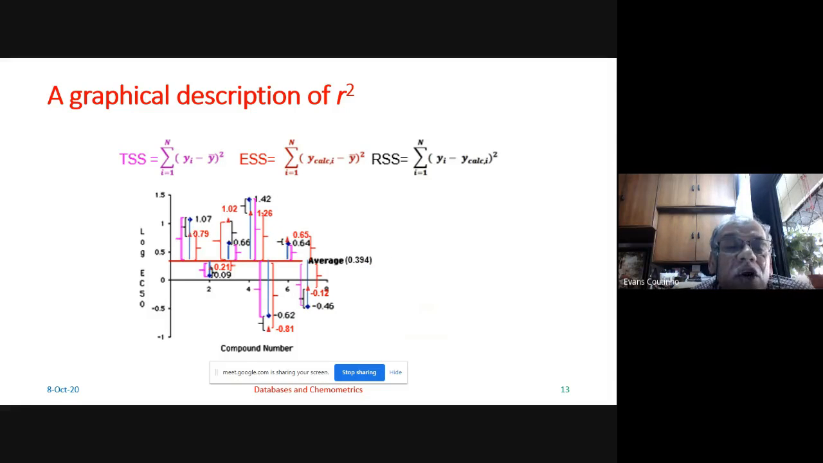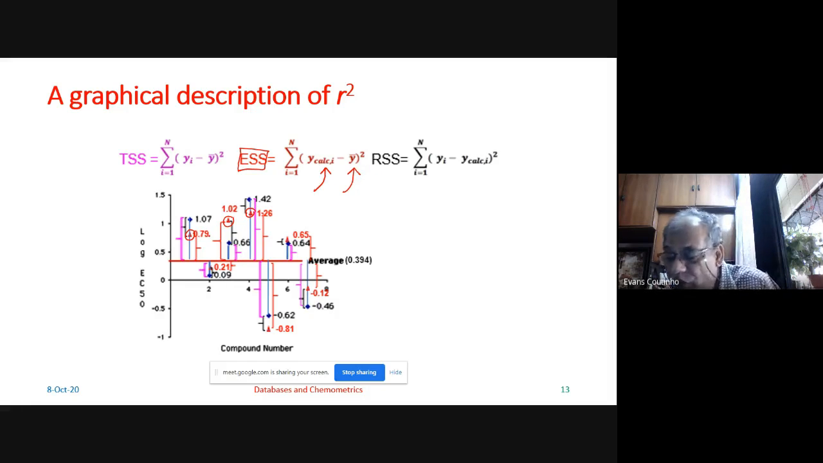Now this is according to my model. So the difference between the average activity and my model, that is 0.79 minus 0.394, is actually the explained sum of squares for this molecule. The explained sum of squares for this molecule is basically 1.02 minus 0.394. For my other molecule, it is 1.26 minus 0.34. You have to square all of these numbers. So what is the explained sum of squares? It is the difference between the calculated values by the model and the average value of all the molecules in my data set.